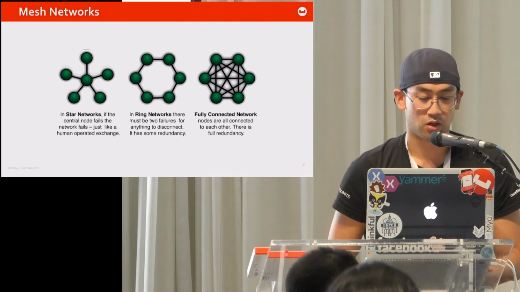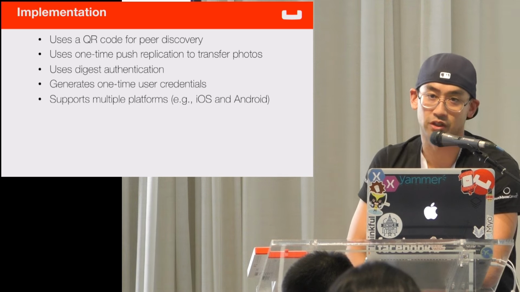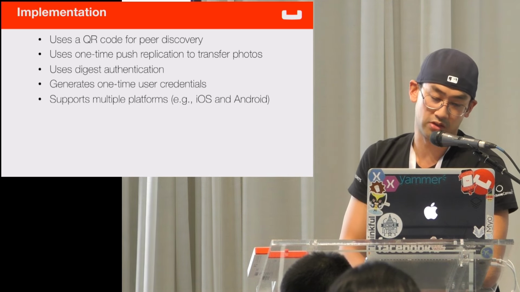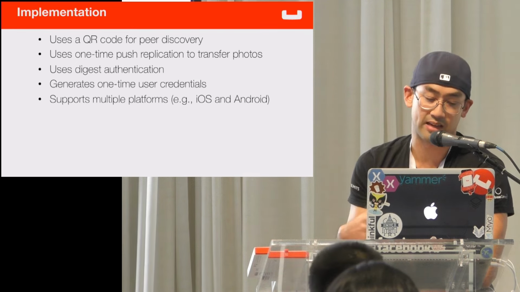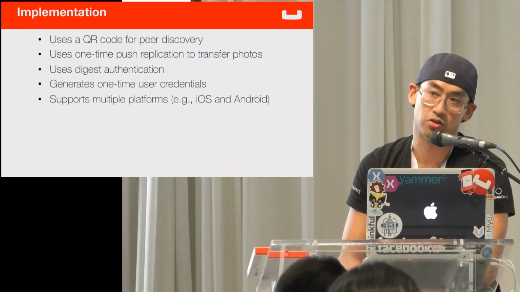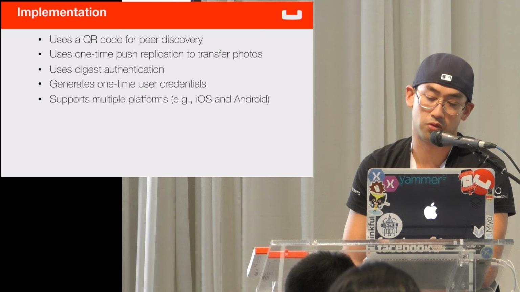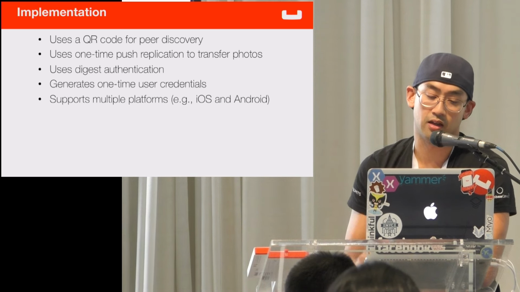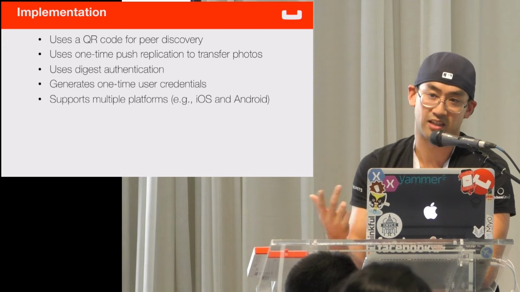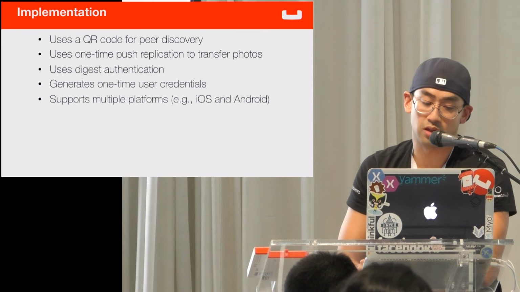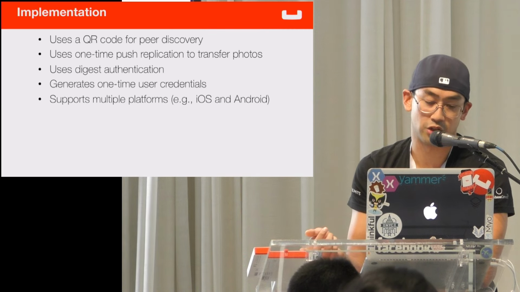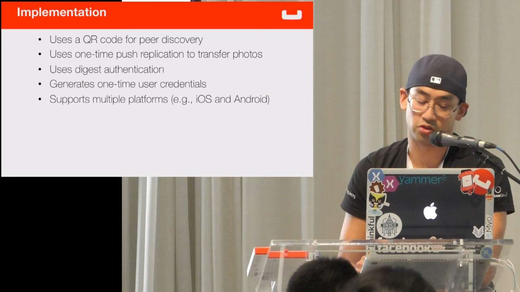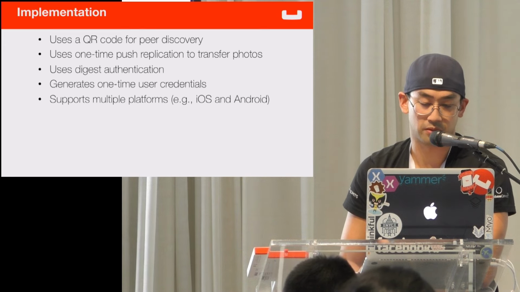So, the implementation of this, I think we saw a bit too much Android code. I want to do some iOS. It basically uses a QR code for this example for peer discovery. So there's an explicit intent here. Discovery is actually one of the hardest things to do. But for this example, we let the user decide, hey, do you want to sync with me? Yes, you acknowledge you have that intent. It uses a one-time push replication to transfer pictures here. We use a digest for authentication. It generates a one-time user credential. And for this example, it also supports Android, but I want to go through the iOS topic.